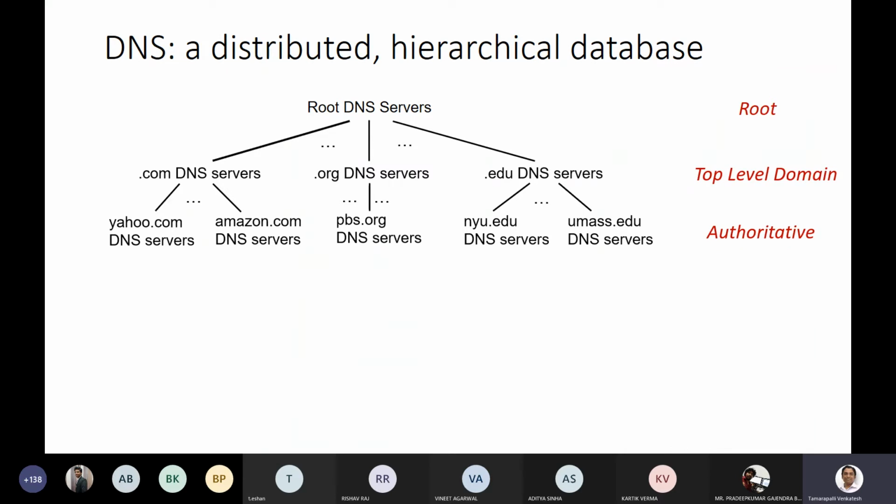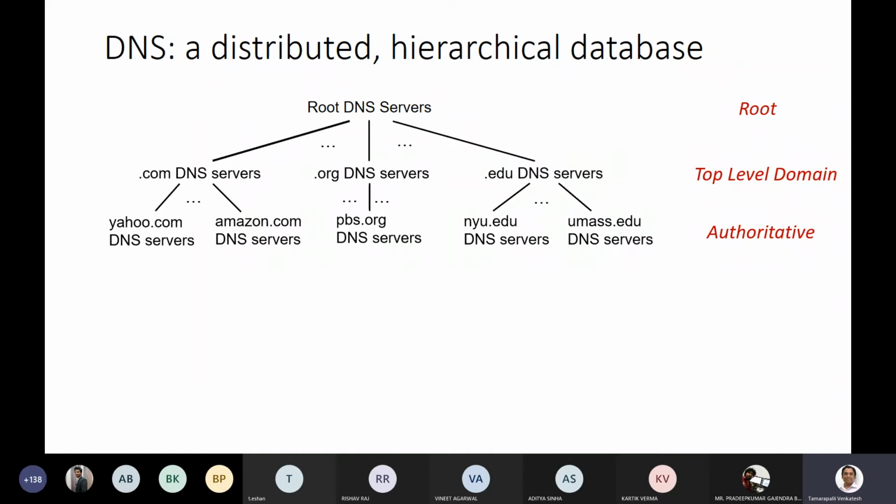One corresponds to .in, and the other corresponds to .ac. .in stands for India, and .ac is for academic institutions. So we have two levels there. In that case, it is called the TLD and then the secondary TLD. So top level domain and then secondary TLD. And then finally, you will have the authoritative level, iitg.ac.in.